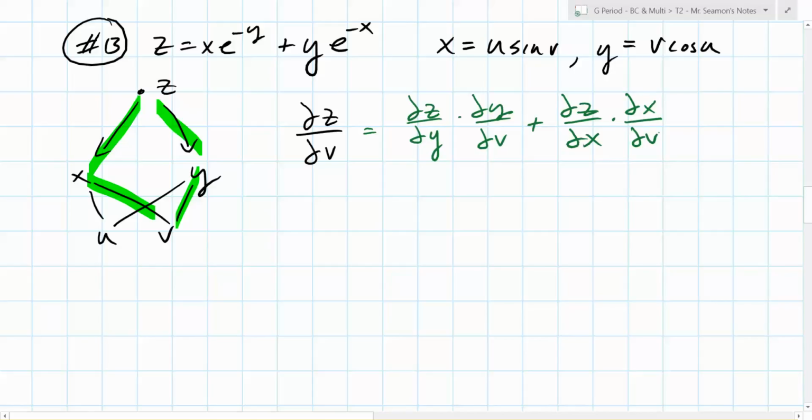They're all partials because how many choices do you have in each x, y, and z? From z there's 2 and from y and x there's 2, right? So they all have to be partials. So what do you just have to do? You have to do partial z partial x and partial z partial y, and you have to do partial y, partial v, partial x, partial v. And then you just multiply all that stuff together. Go to the board and do that now.